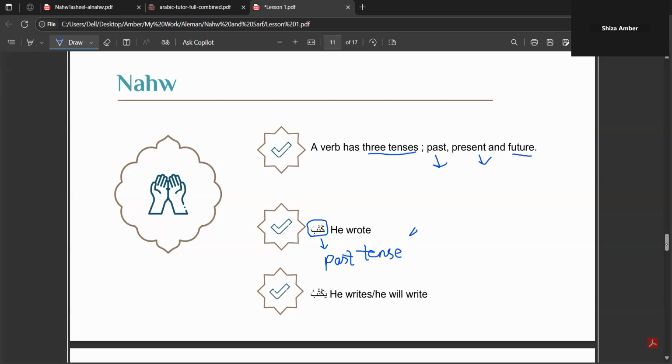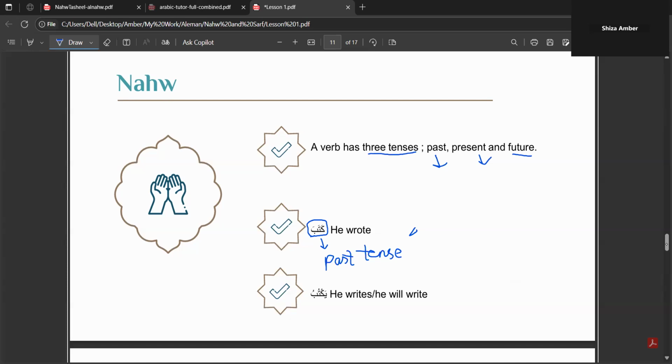Okay, so for kataba, it will be he wrote. Kataba, he wrote. And how I know that this word is in past tense is because it has all the fathas. So it's an identification of past tense. Okay, understandable? Yeah. Perfect.